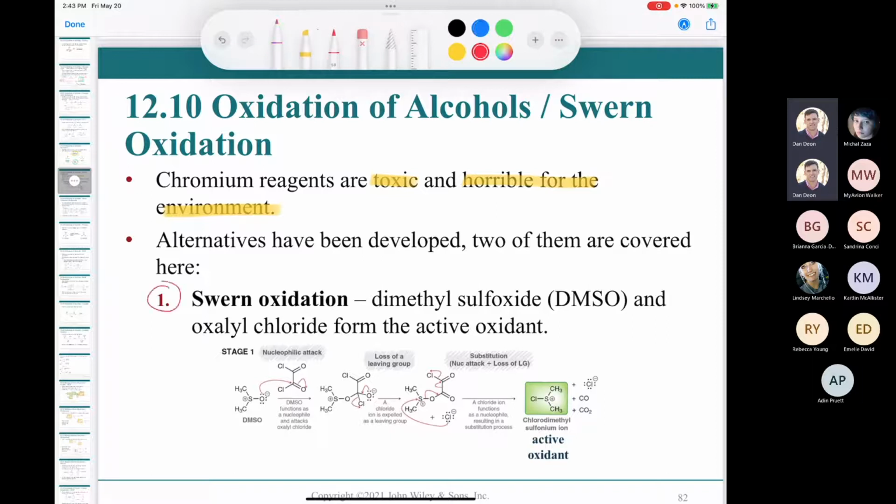And the Swern oxidation is actually a two-step reaction. In the first step of the Swern, you take COCl2 in brackets and combine that with DMSO, which is dimethyl sulfoxide. And in the second step, you treat it with triethylamine. The COCl2 is called oxalyl chloride. So again, that's (COCl)2, and the whole thing is in brackets. And then dimethyl sulfoxide is DMSO.